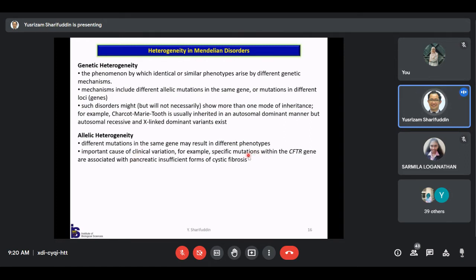For example, a specific mutation within the CFTR gene is associated with the pancreatic insufficient form of cystic fibrosis. So the CFTR gene, a mutation in this gene will lead to cystic fibrosis. If you have a specific mutation in here, it can also cause other forms of expression for that particular disease. So different mutations in the same gene may result in different phenotypes. This is another example, because although it's allelic heterogeneity, the different mutations in that particular gene, this is also an example of what?